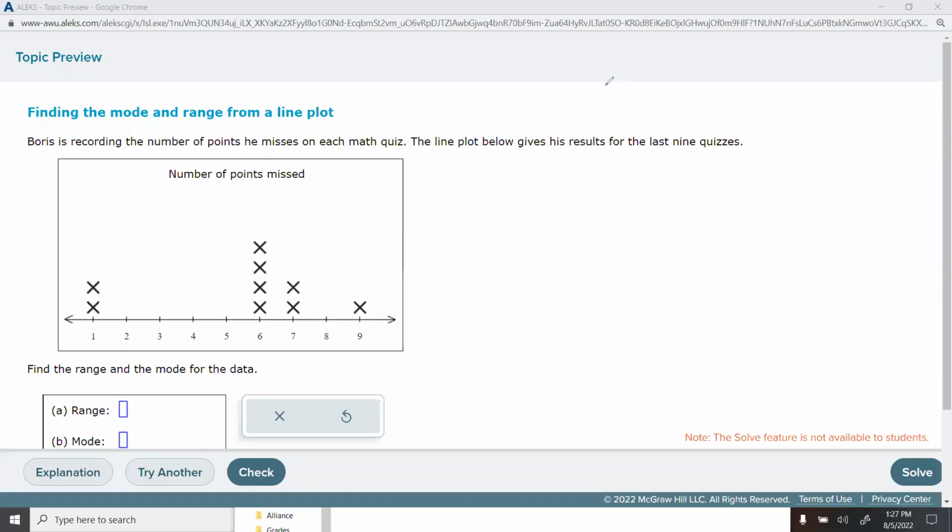All right, so now we're going to find the mode and range from a line plot. Again, some people will call it a dot plot or dot graph, line, whatever, it doesn't matter. All right, the mode. By the way, remember how I said that's the special symbol for mean, and that's the special symbol for median. Well, there is no special symbol for mode. You just write mode. So the mode, again, is the number that occurs the most often.